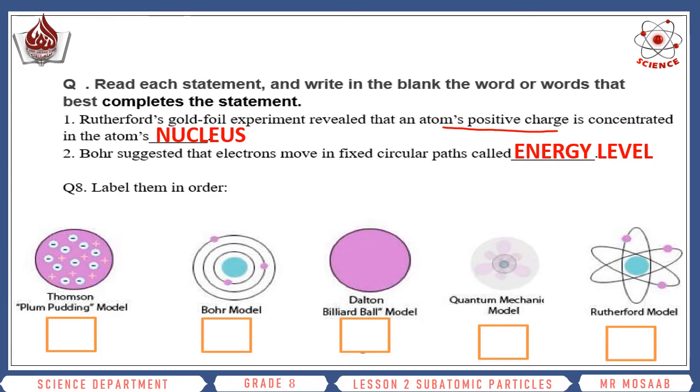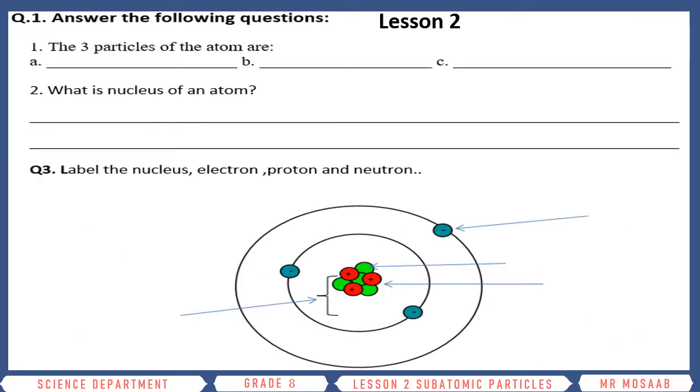Now, for this question, it's like arrangement. Which model was first? First, of course, Dalton, followed by Thomson. Then, after Thomson, we have Rutherford, then Bohr model. At the last, we have the quantum mechanical model or the modern model. Now, those were for lesson 1.